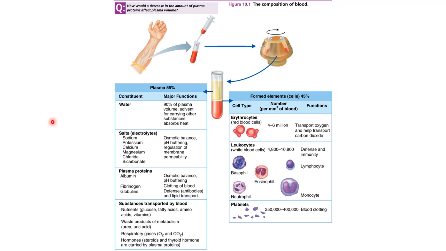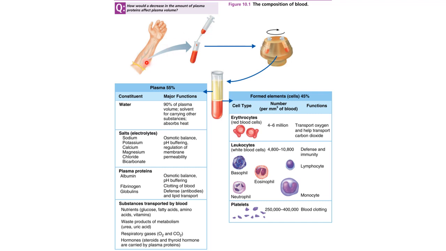This picture tells us the composition of blood. So we start with this picture of an arm and phlebotomy is done, which means we puncture a vein using a syringe. So to make a hole, that is the term tomy, to make a hole. And phlebo means vein. So phlebotomy means to make a hole in the vein for the purpose of taking out blood.